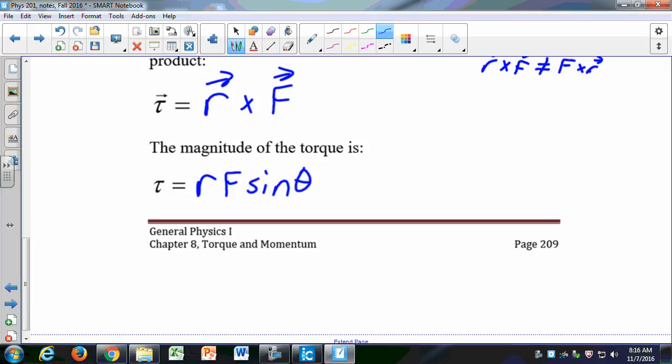So on your test, you're going to have some questions. I'll give you the R vector and the F vector, and you'll have to figure out what is the torque. And then you'll have some other stuff associated with that, dealing with Newton's second law. But you'll have to know how to do the cross product.